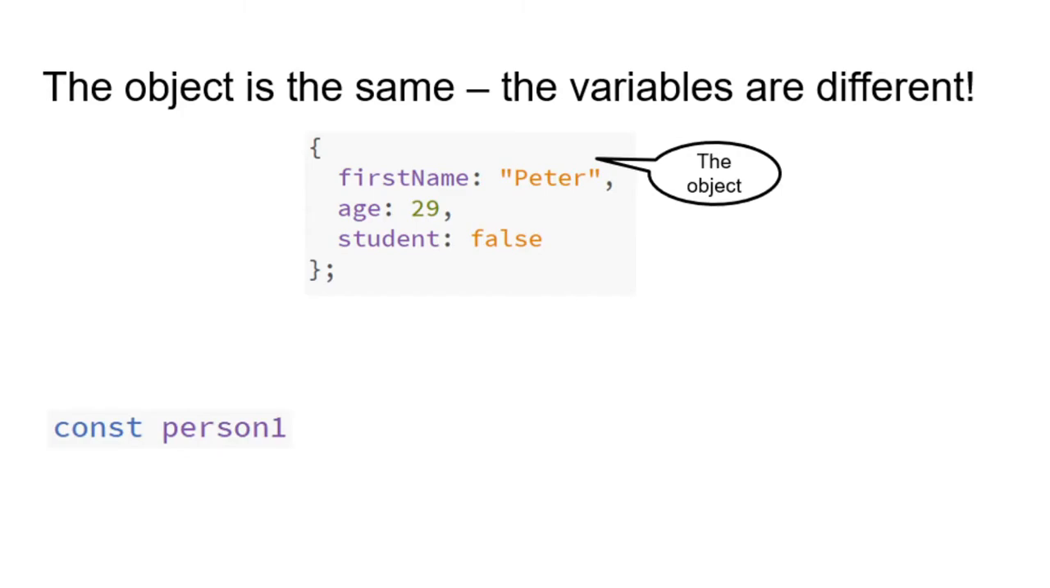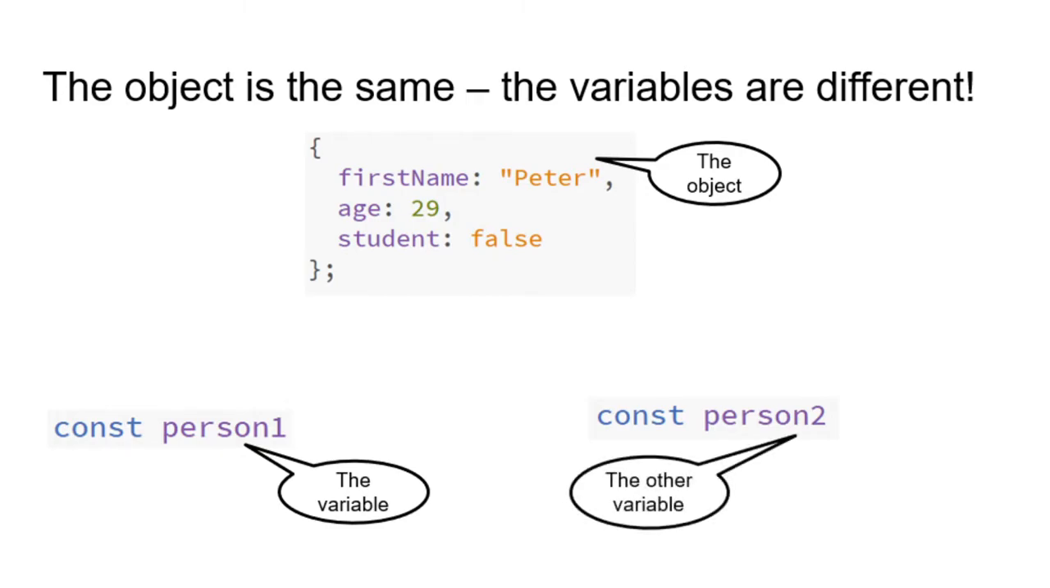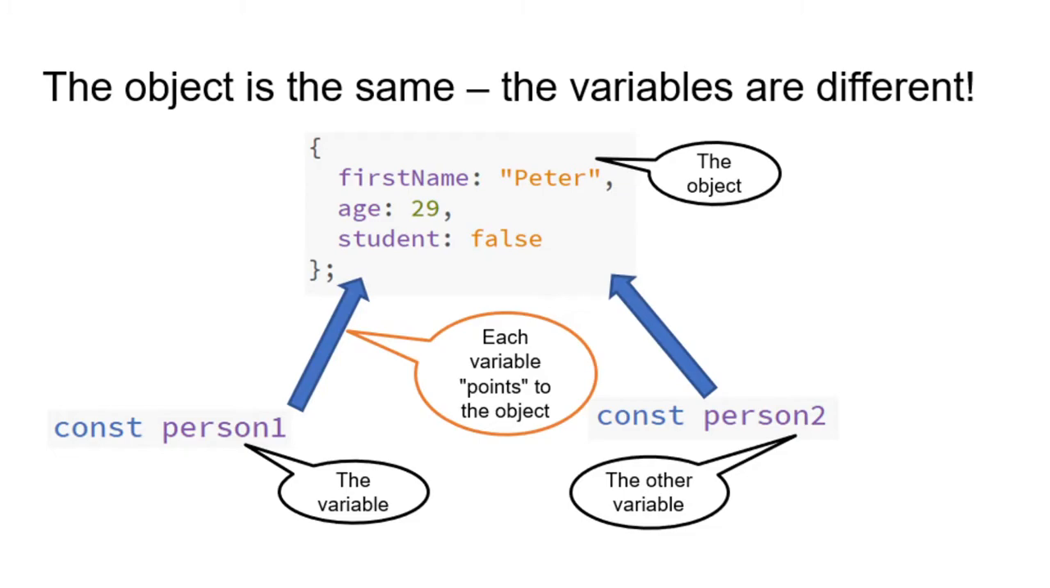The object, yeah. And then we have one variable, person 1, and another variable, person 2, and those two variables point to the same object. So the variable here isn't the object. This variable also isn't the object, but both of them are pointers or references, if you like, to the same object. We don't create a copy. So if we change something in person 1, it will also change in person 2 because the object is the same.